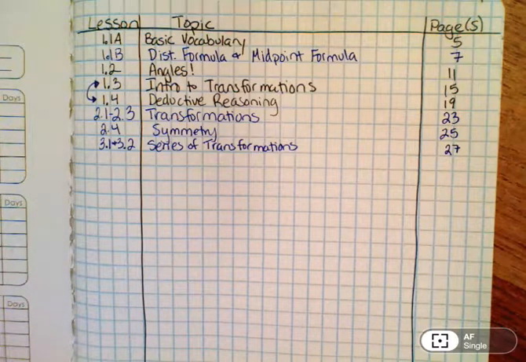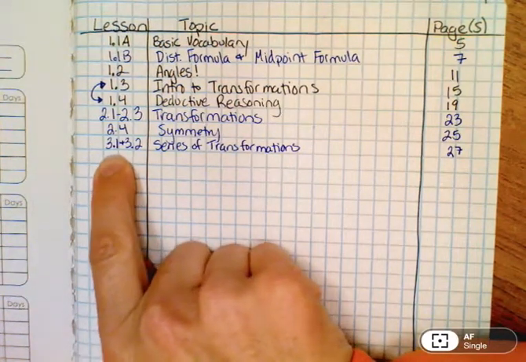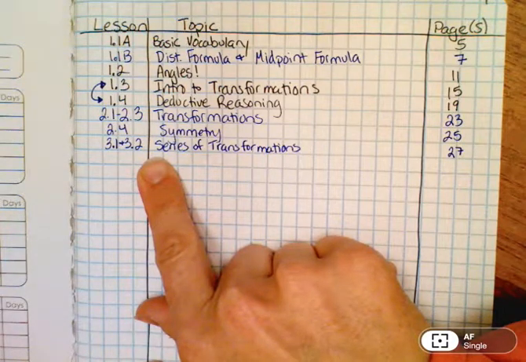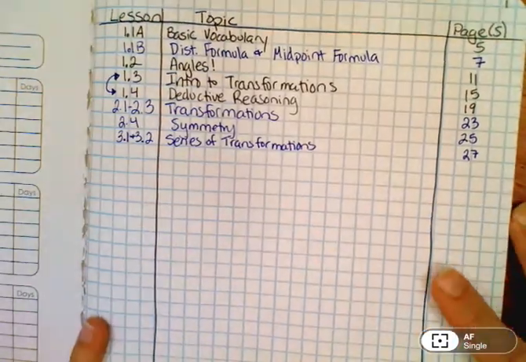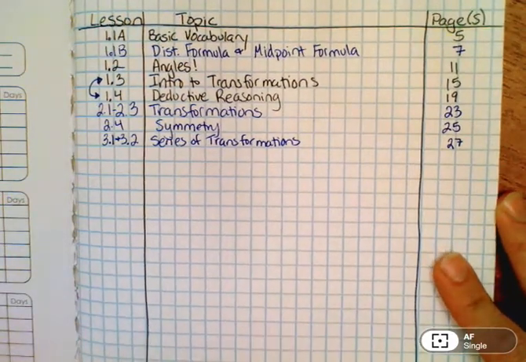Hello. This is our last lesson in our first unit. It's lesson 3.1 and 3.2 out of the textbook that we never use. And the title today is Series of Transformations. I'm on page 27. I don't know where you are. So go ahead and fill out your table of contents. Pause this if you need to.